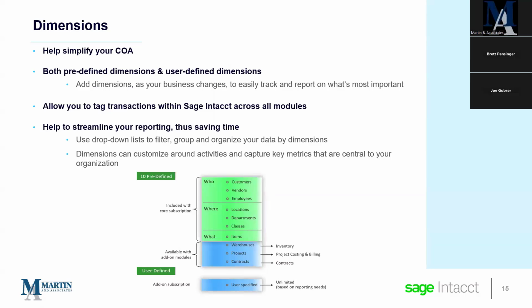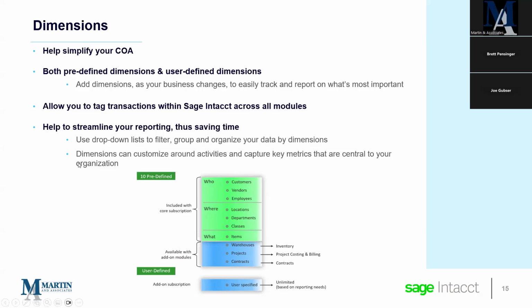Dimensions. So dimensions replace your sub account in a traditional chart of accounts. Okay, and this helps to simplify your chart of accounts. And the system comes with predefined dimensions. You can also add user-defined dimensions to your subscription if there are additional things that you want to track that are not available in your default dimensions, the predefined ones out there. And as I mentioned before, this allows you to tag your transactions inside of Sage Intacct across all the modules. It helps to streamline your reporting. There are drop-down lists to filter and group your reports and your dashboards by dimension.